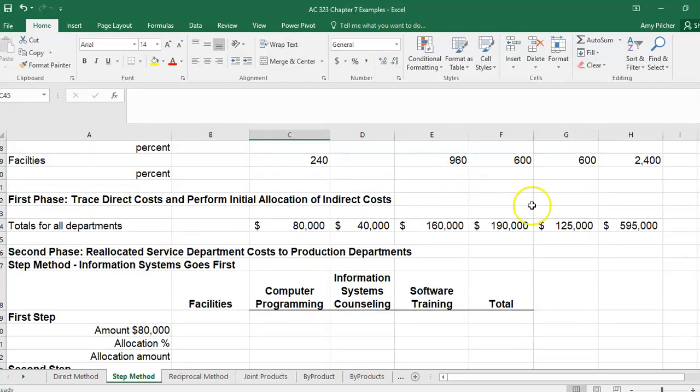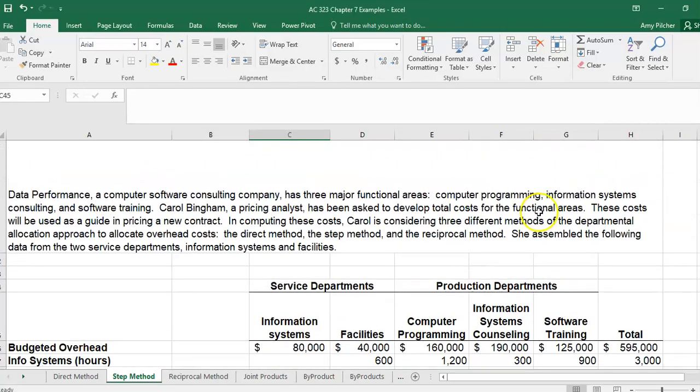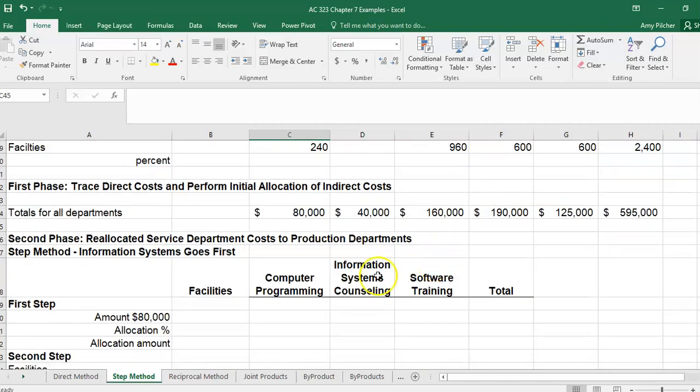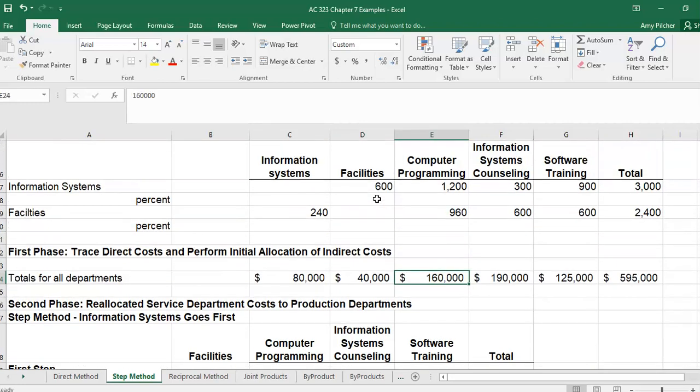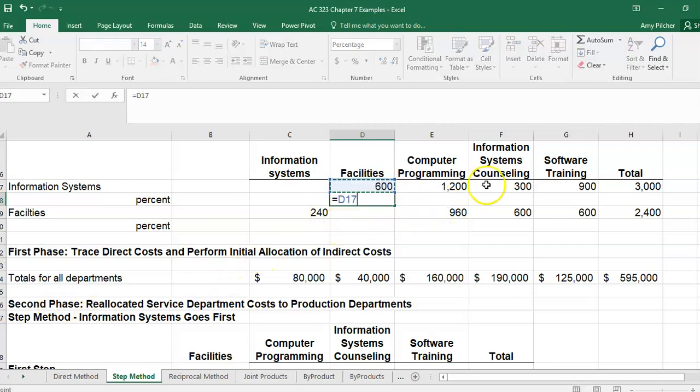Next, we're going to look at the STEP method. So the first part of the STEP method is exactly the same as the direct method. We need to determine that percentage usage: each department divided by the total amount available.